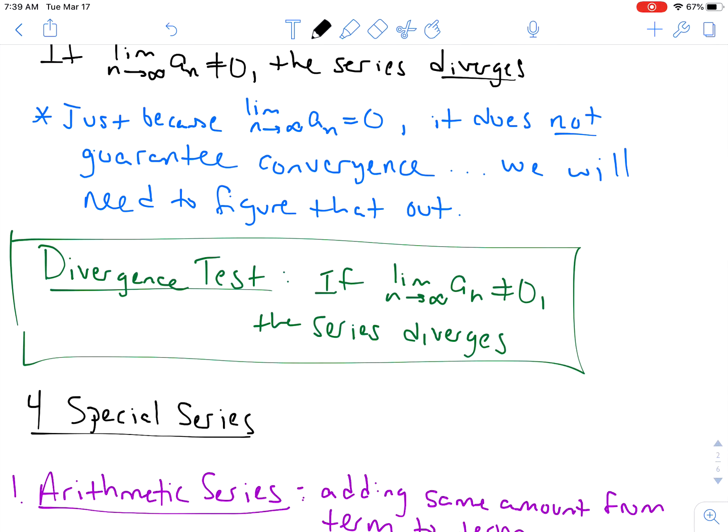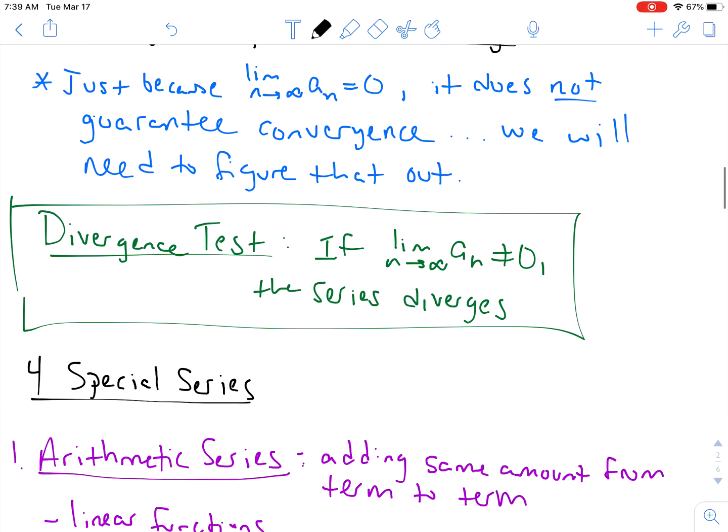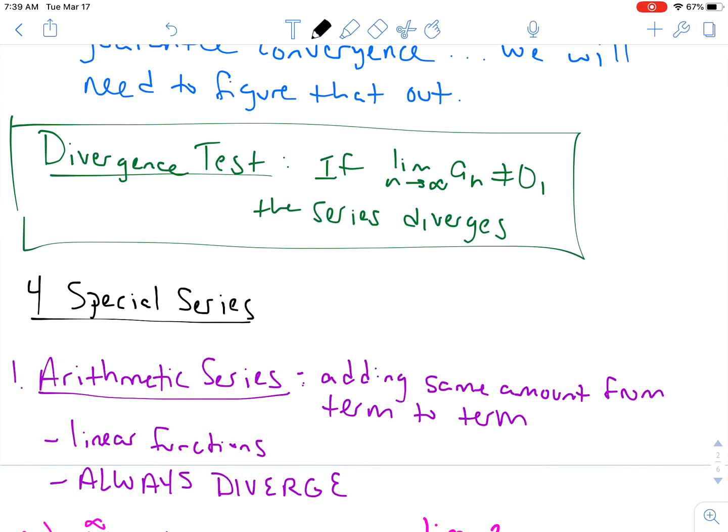You may remember those from Algebra 2. That's where we add the same amount from term to term. Well, those will be linear functions. Okay, if we're adding the same amount from term to term, for example, 3 plus 5 plus 7, ... Okay, that's an arithmetic series, right? The first term is 3. We're adding 2 each time.